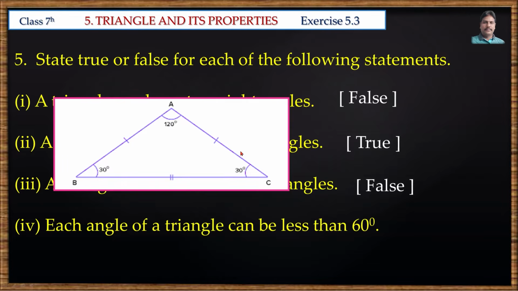మూడు యాంగిల్స్ 60 కంటే తక్కువ ఉండడం అవకాశం లేదు, ఎందుకంటే రెండు 60 కంటే తక్కువ ఉంటే మూడోది కంపల్సరీ 60 కంటే ఎక్కువగా ఉంటుంది. సమ్ ఆఫ్ ద యాంగిల్స్ 180 degrees కావాలి కాబట్టి రెండు 60 కంటే తక్కువ ఉంటే మూడవది ఆటోమేటిక్గా 60 కంటే ఎక్కువగా ఉంటుంది. Since the sum of the angles is equal to 180 degrees, if two angles are less than 60, then automatically the third angle will be greater than 60. So this is a false statement.